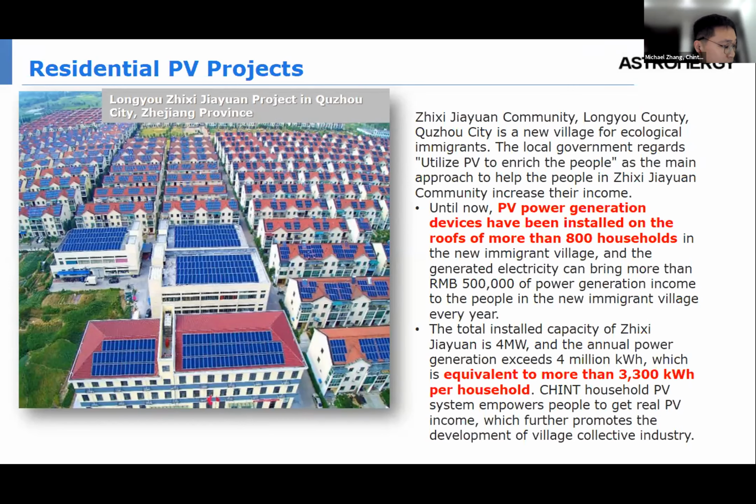The total capacity is 4 megawatts, and the generation exceeds 4 million kilowatt hours per year, which equals more than 3,300 kilowatt hours per household.